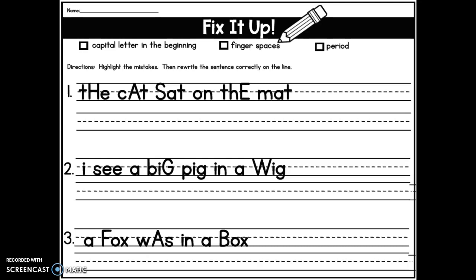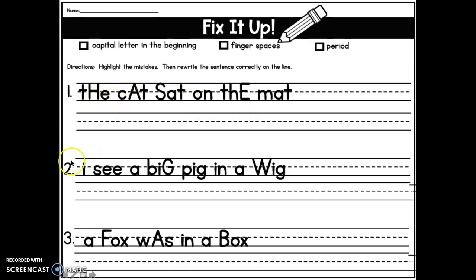Hi boys and girls, this is your Fix It Up practice. For this practice, you will need a highlighter and a pencil. So if you don't have a highlighter right with you, go ask your teacher for one. For this practice, you are going to look at the sentences.